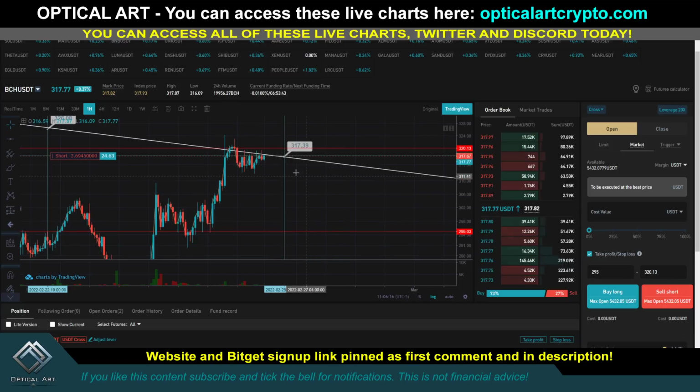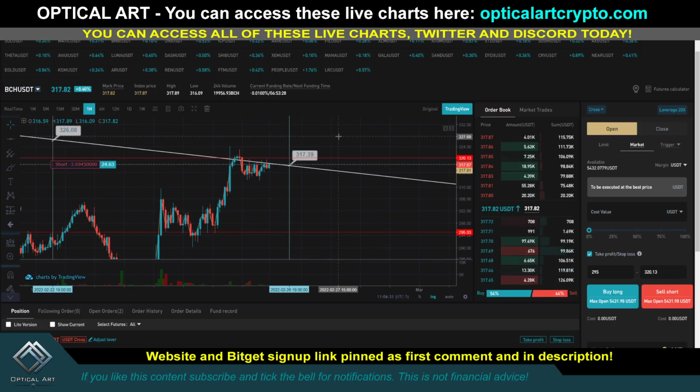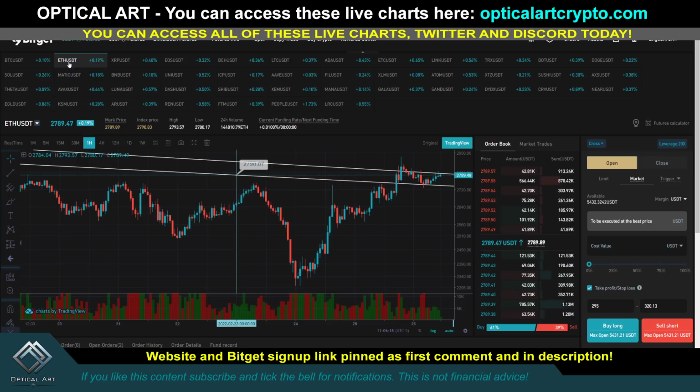If I zoom in, you can see this little dotted line. This dotted line is where I entered. And above this point, I'm at a loss because I'm in a short. Below this point, I'm in profit. But this is resistance, so I would expect this to come down from this point. So since we did this for Bitcoin Cash, we'll come back to this. Let's go to Ethereum.